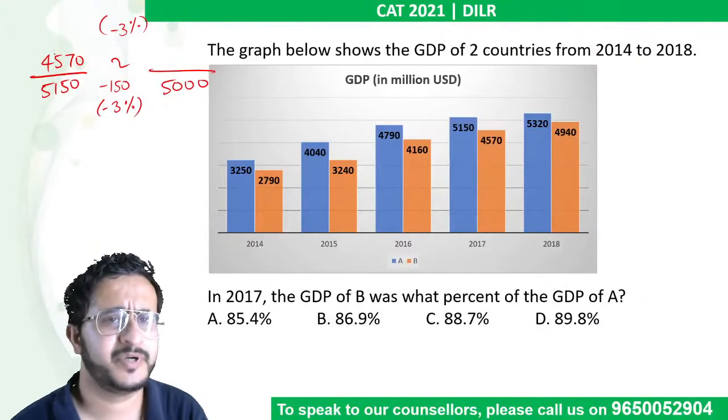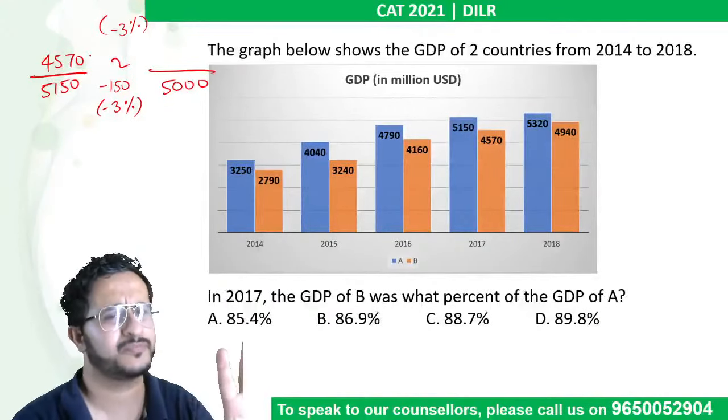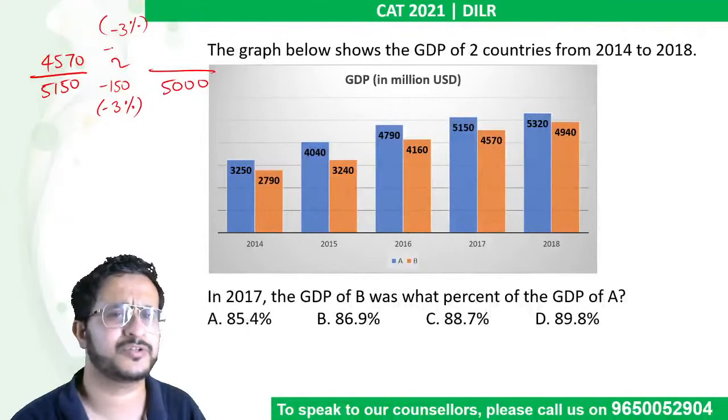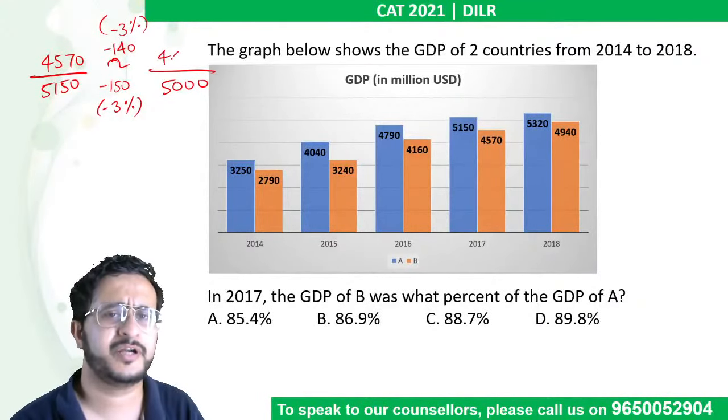Okay? What is 1% of the numerator? 45. 45 into 3, 135. Or roughly, you can subtract 140 also, right? Rough estimate, right? 45 into 3, 135. It will come a little more, so 140 you subtract. What do you get? You get 4430, right?